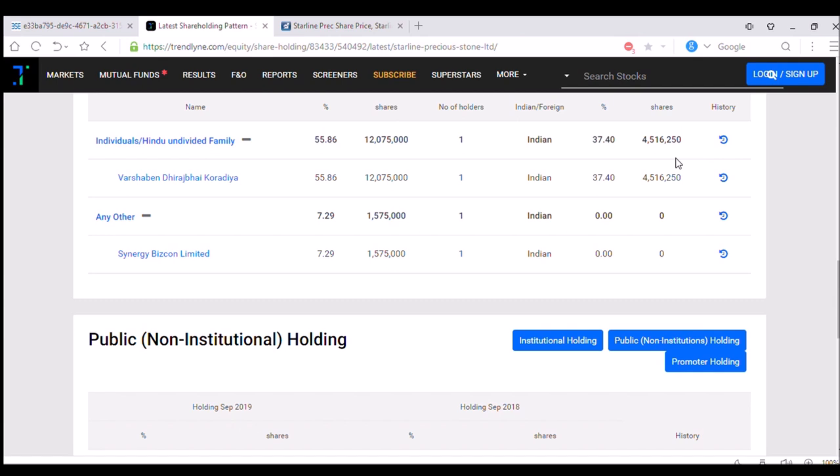Yes, guys. But what was the reason for the promoter to exit from this share? If you ask me, is this news very good for this company? I think definitely not, guys. What was the reason for the promoter to exit from another company, guys? Yes, this Starline Precious Stone company's promoter was Synergy Biscon Limited. So the main reason to exit from this company, no one knows. But even though it may have generated profit, entering at this price level is not a good idea. You can sell the share at this price, guys.